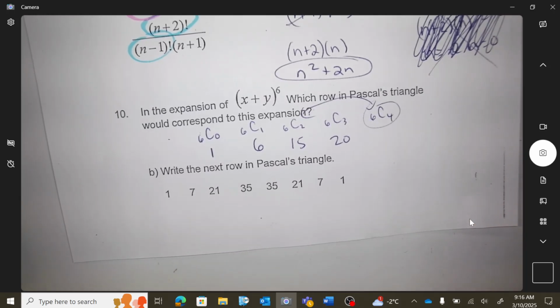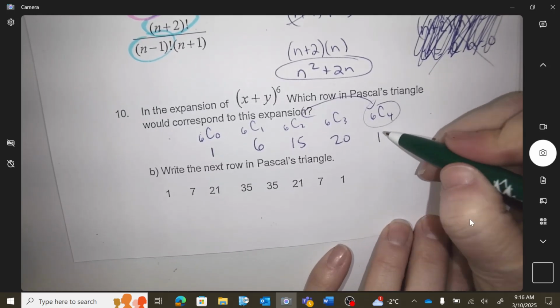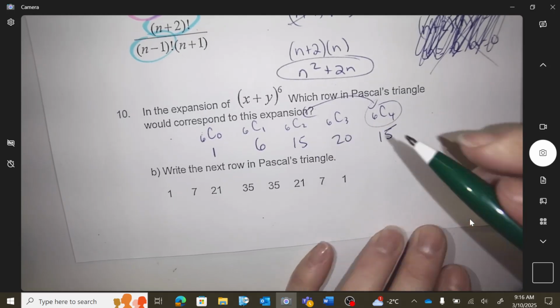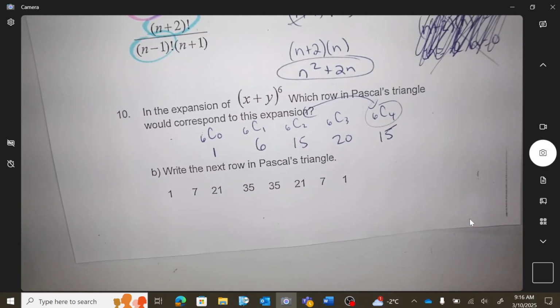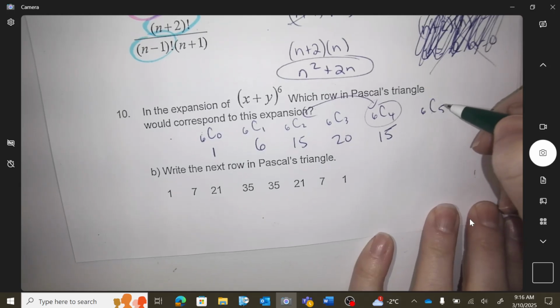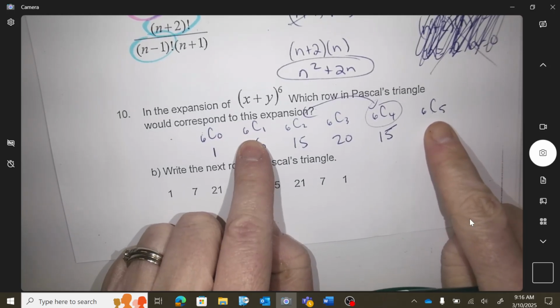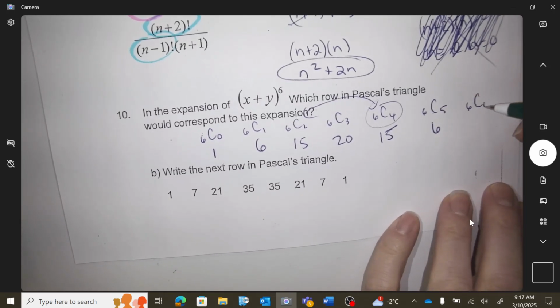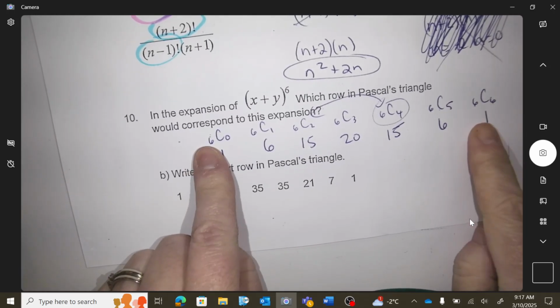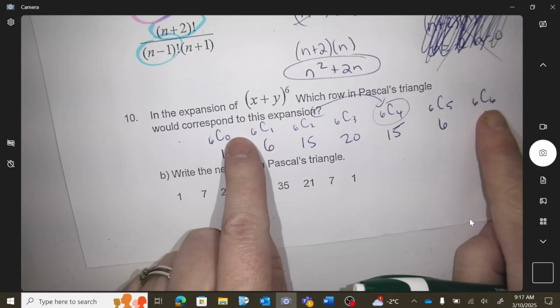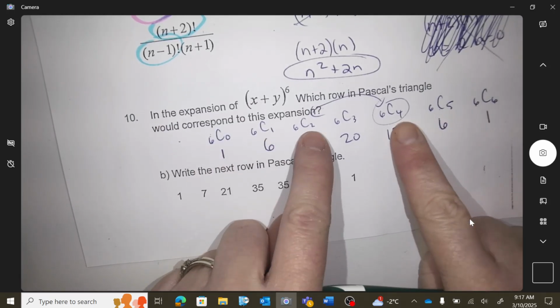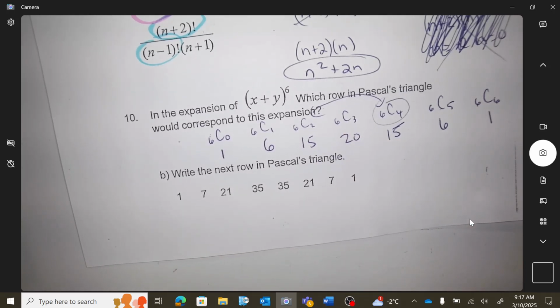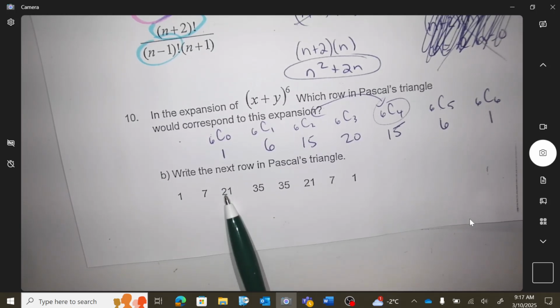6 choose 4 should be the same as what? Remember that? 6 choose 4 and 6 choose 2 are the same thing. Why? Because 4 and 2 add to 6. So 6 choose 5 should also match 6 choose 1, which is 6. And 6 choose 6 should match that one, right? 6 plus 0 is 6, 5 plus 1 is 6, 4 plus 2 is 6. Obviously the middle one doesn't really have a partner. Then this was the next row.